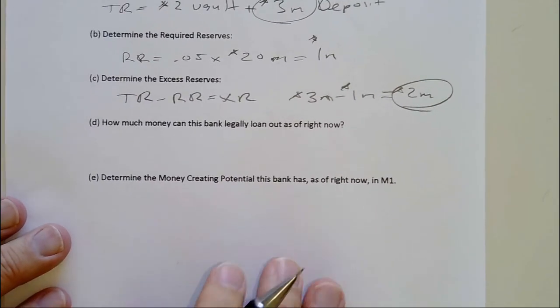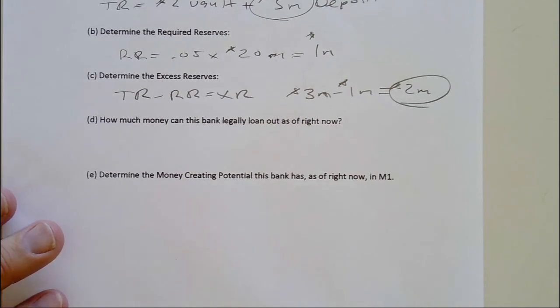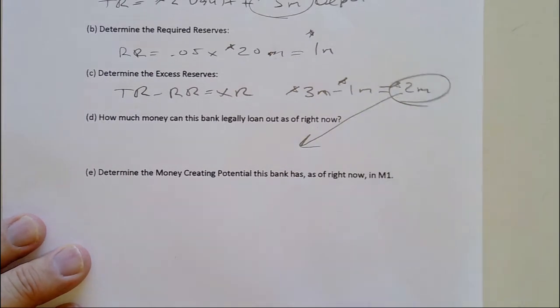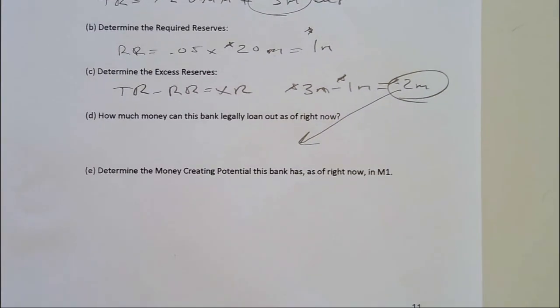Question D, how much money can this bank legally loan out right now? Think about it, how much can they loan out? The $2 million. By definition, the only money a bank can legally loan out at any point in time is the excess reserves.